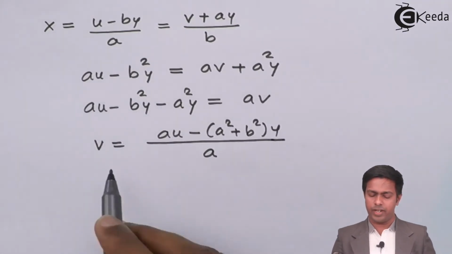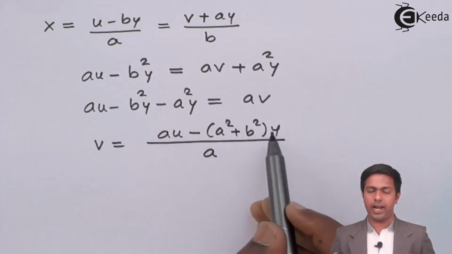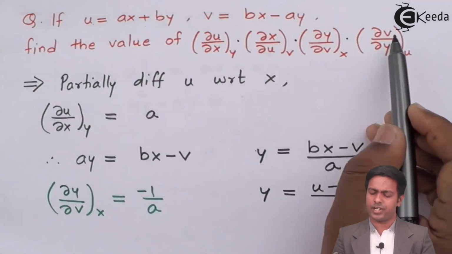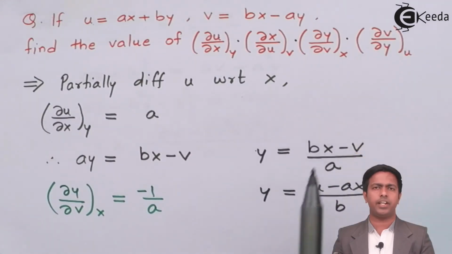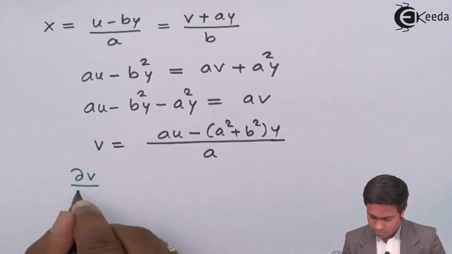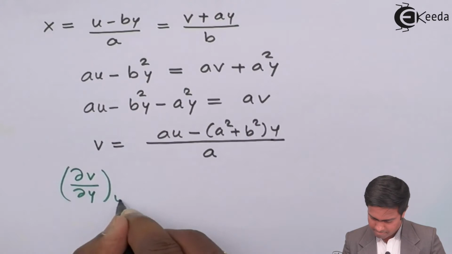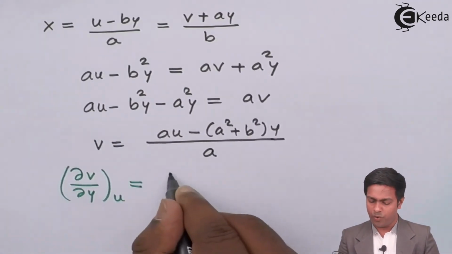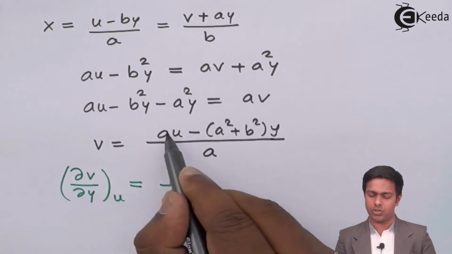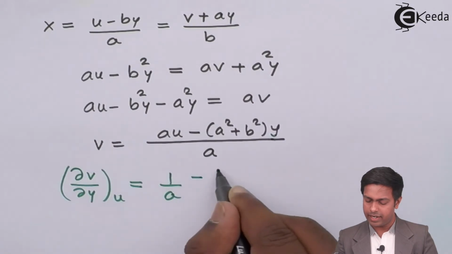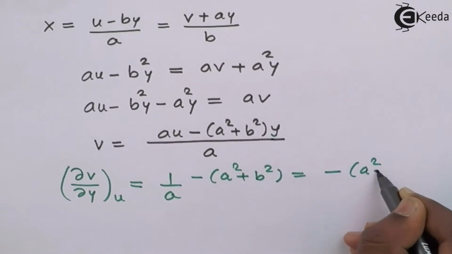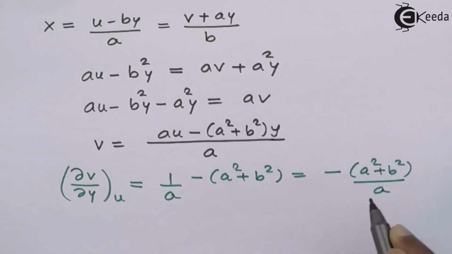So here we got v in terms of u and y, which was required. Now let's differentiate v with respect to y partially by treating u as constant. So here 1 upon a is constant outside. Let's differentiate this with respect to y by treating u constant. So this term is 0. Here we will get negative a square plus b square. And guys, the answer of this is negative a square plus b square upon a. So I got the fourth value.